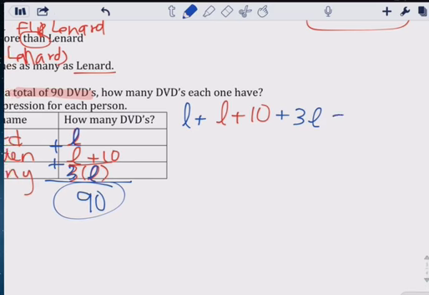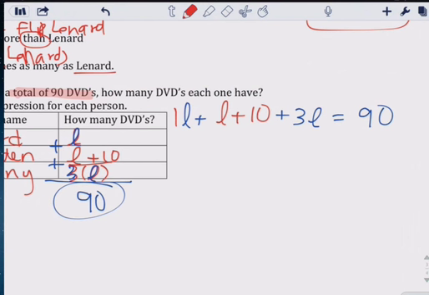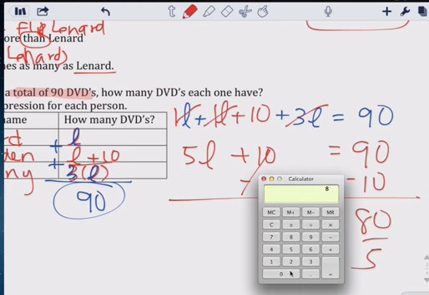90, the total. Okay, combine like terms: 1L plus L makes 2L, plus 3L makes 5L, plus the 10 equals the 90. Minus 10, 5L equals 80. Divide by 5. Use a calculator, even though you can do it in your head. 80 divided by 5 equals 16.